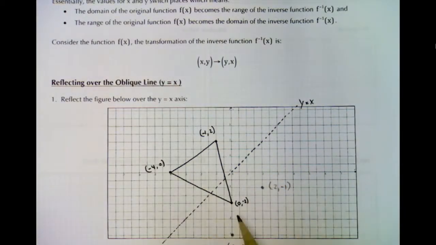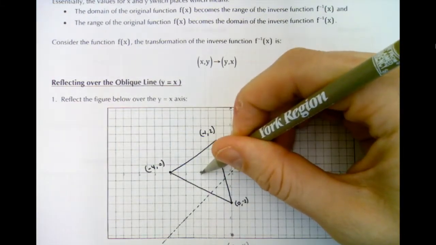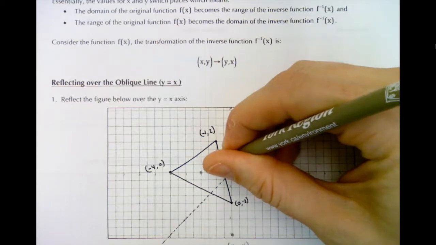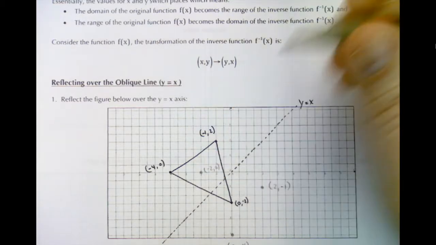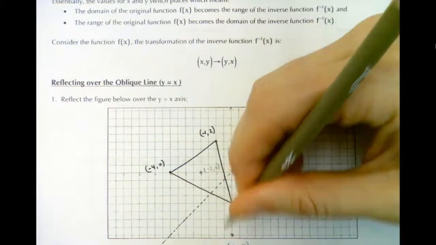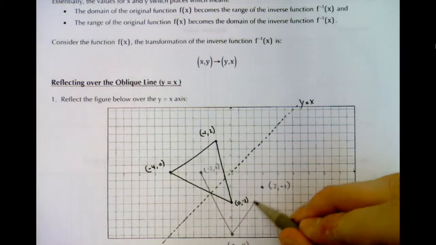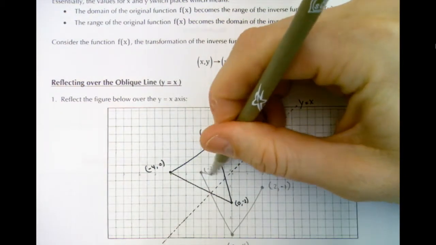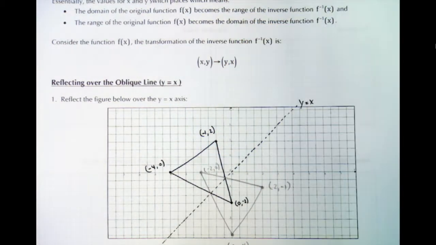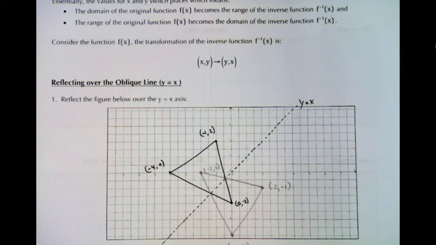And 0, -2 would become -2, 0. And if we connect them, we can kind of see what happened here. Again, connecting them is just so you can see what it looks like. We're not actually going to always connect our dots unless we have a normal function. This is just an object.